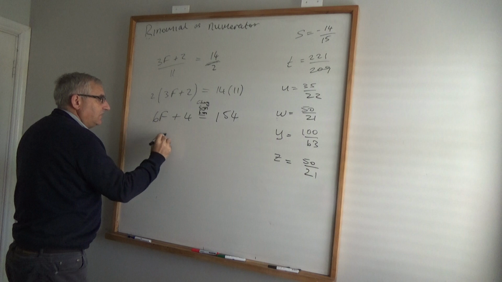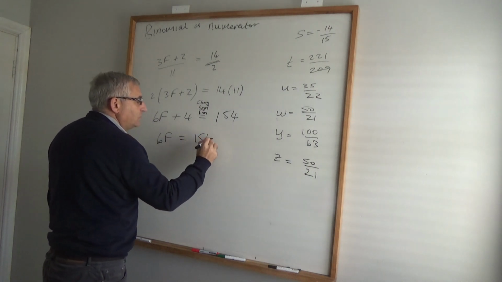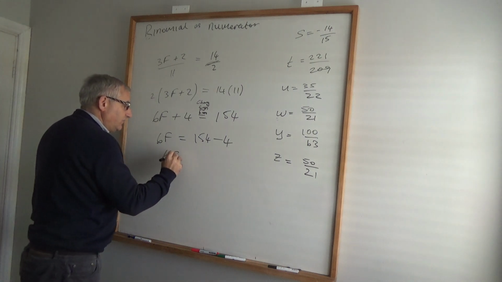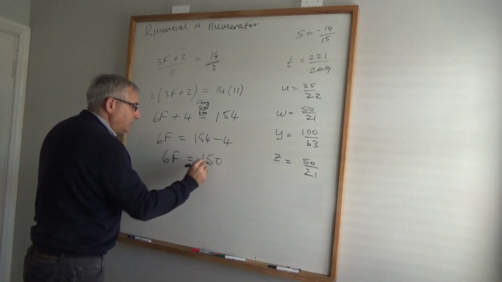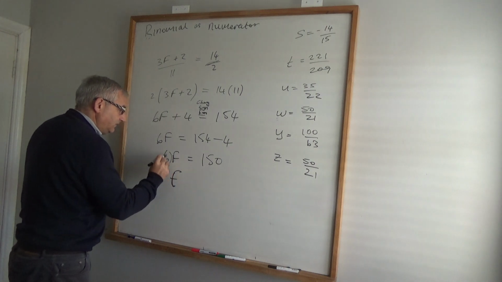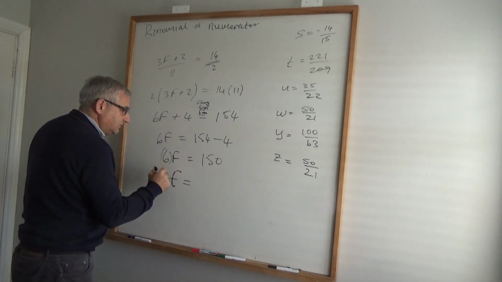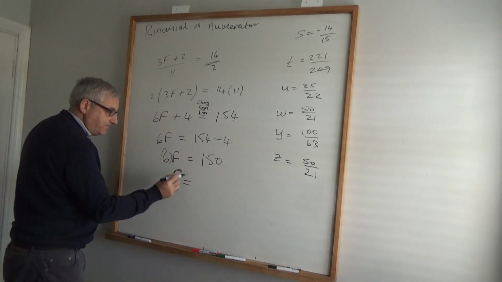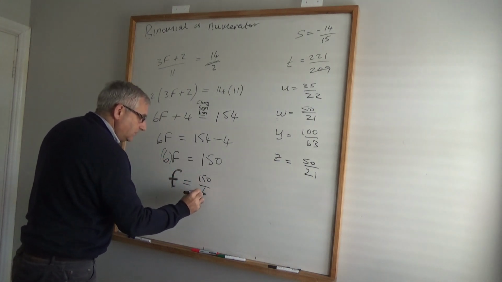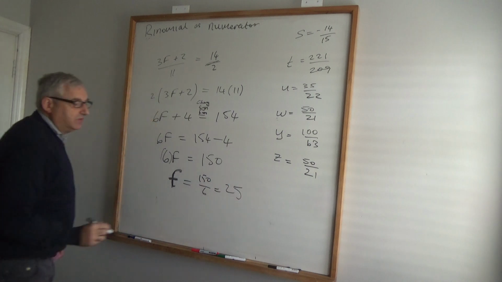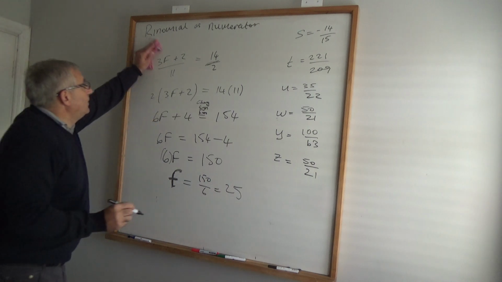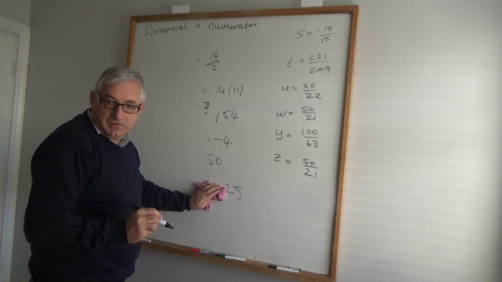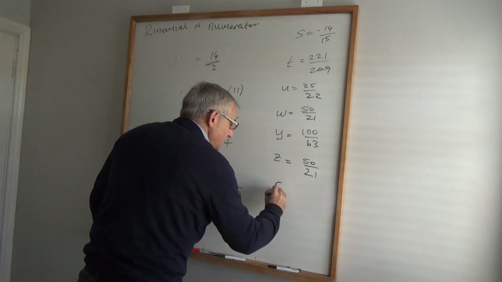Okay, so 6f is equal to 154. He's gone through the change sign function, and it turns into minus 4. 6f equals 150. Now we divide by the 6 downstairs because it's a factor, not an addend. It's not adding, there's no plus there. And when that divides in, it goes in 25 times. So f is 25.